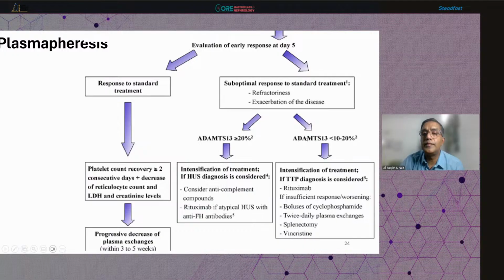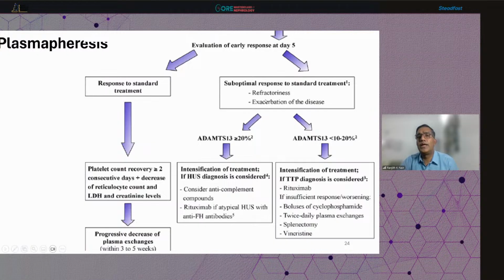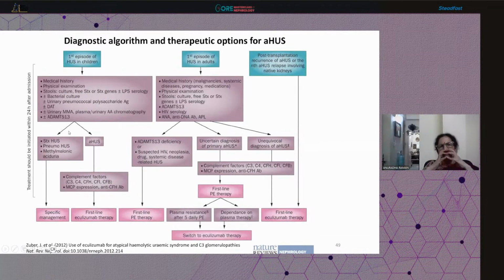If your ADAMTS13 is low, then you look at TTP as a diagnosis and manage it appropriately. If you have not got an optimal response, you're looking at refractoriness or even worse, exacerbation of the disease, then please consider anti-complement compounds. This is the current algorithm.